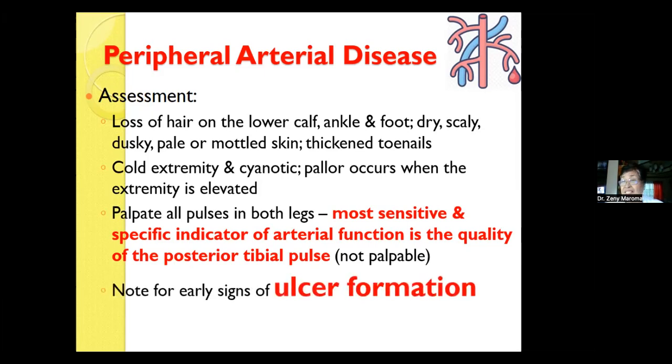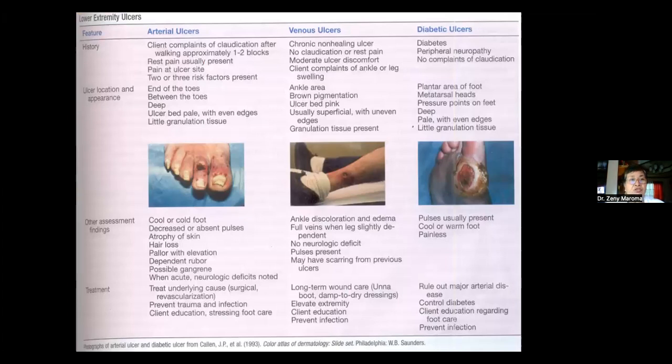Note for signs of ulcer formation. So, kumbaga, on the left side is arterial ulcer. Ito ay venous ulcer. Ito naman yung diabetic ulcer. On patients with diabetes mellitus na meron silang atherosclerosis and arteriosclerosis. But take a look. So, the location and appearance, end of the toe. Ang location of the lesion is ang end of the toe, sa pinakadulo. O kaya in between the toes.